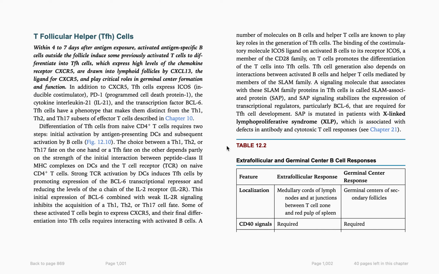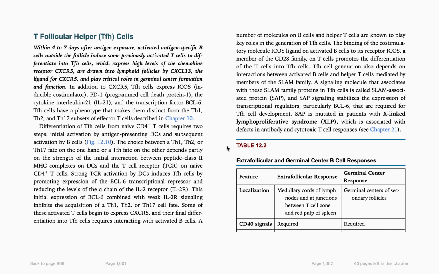So differentiation of T follicular cells from naive CD4 T cells requires two steps: initial activation by antigen presenting dendritic cells and subsequent activation by B cells. The choice between T helper 1, T helper 2, and T helper 17 fate on one hand, or the T follicular fate on the other, depends partly on the strength of the initial interaction between the peptide class 2 MHC complex on the dendritic cell and the T cell receptor on naive CD4 T cells.